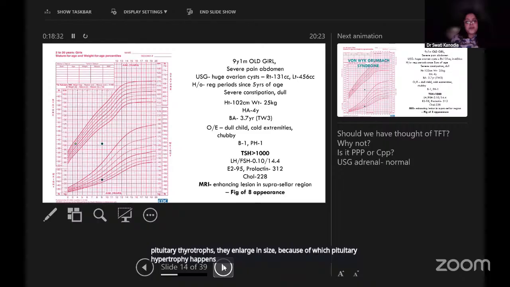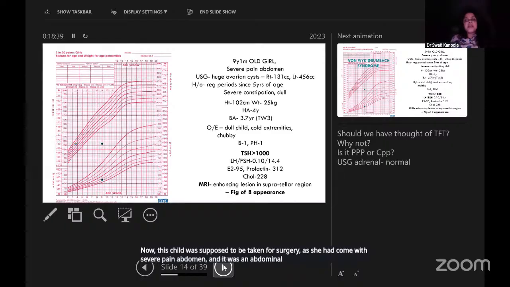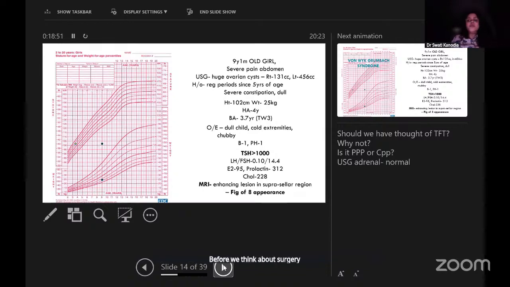Now, this child was supposed to be taken for surgery as she had come with severe pain abdomen and it was an abdominal emergency. But when the surgeon saw the TSH levels very high, we requested the surgeon to give us some time to normalize the TSH levels before we think about surgery, and I'm very glad that they agreed to it.